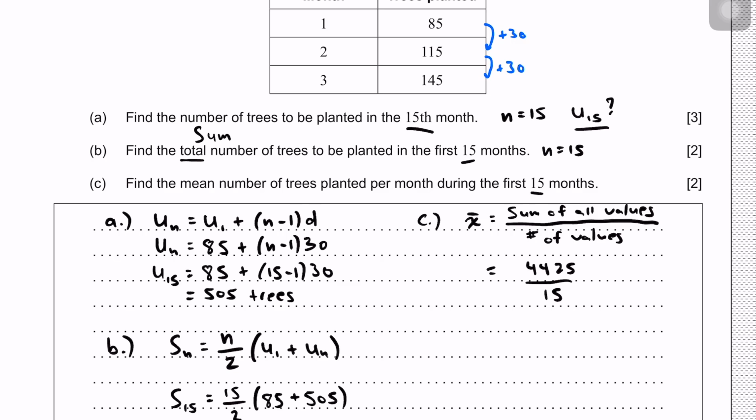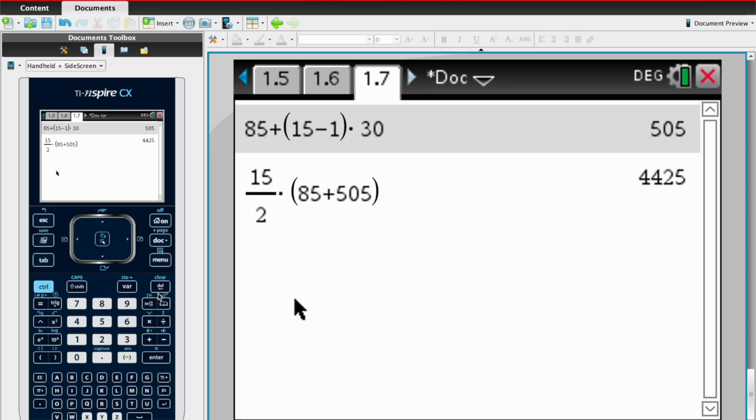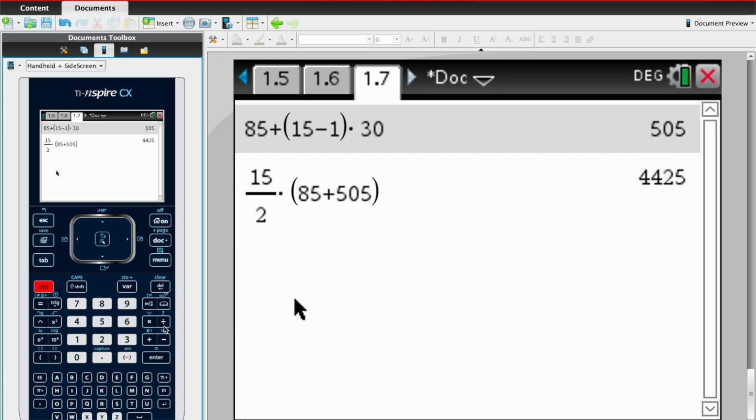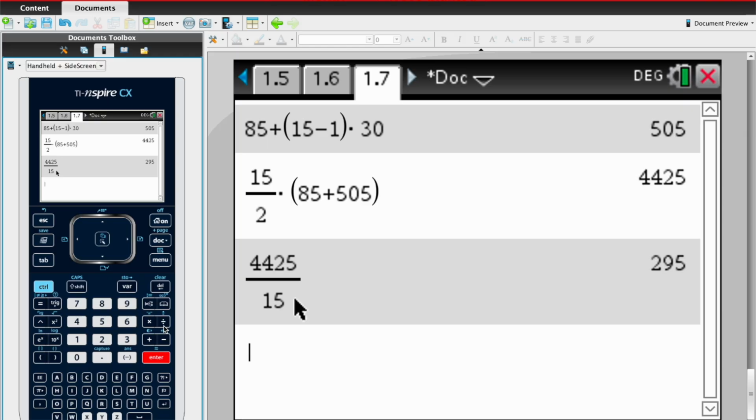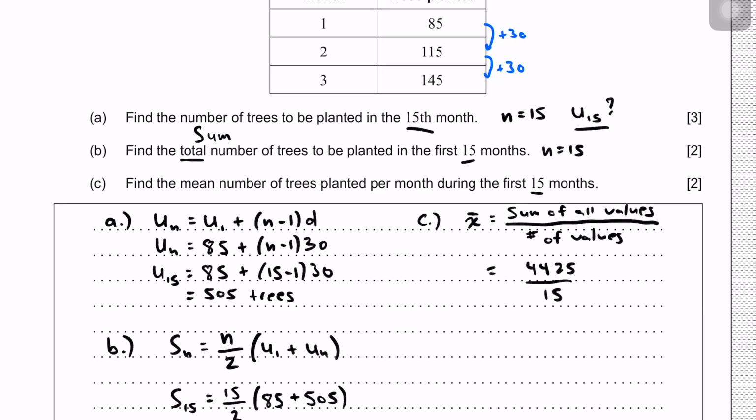So working that out on the calculator, 4,425 over 15 gives us 295. So on average, we have planted 295 trees per month. So, sum of all values, once again, is the total number of trees planted over the total number of months it's taken, and then we find 295 trees per month. That's our average.